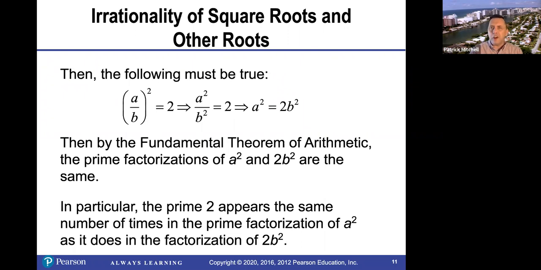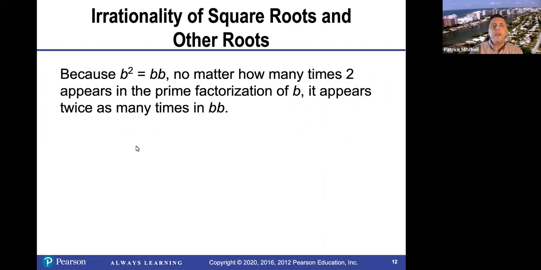Okay, it's a little hard to see where this is going, but we're actually almost there. Because b squared is equal to b times b, no matter how many times 2 appears in the prime factorization of b, it has to appear twice as many times in b times b. So suppose for a second that part of the prime factorization of b was 2 to the 5th, okay? Then the prime factorization of b squared would have to include 2 to the 10th, okay? Think about that.